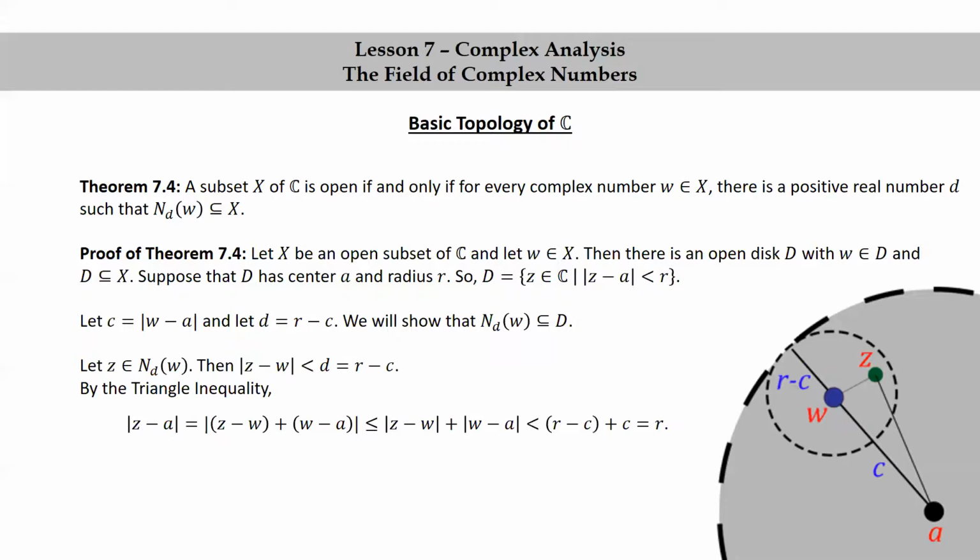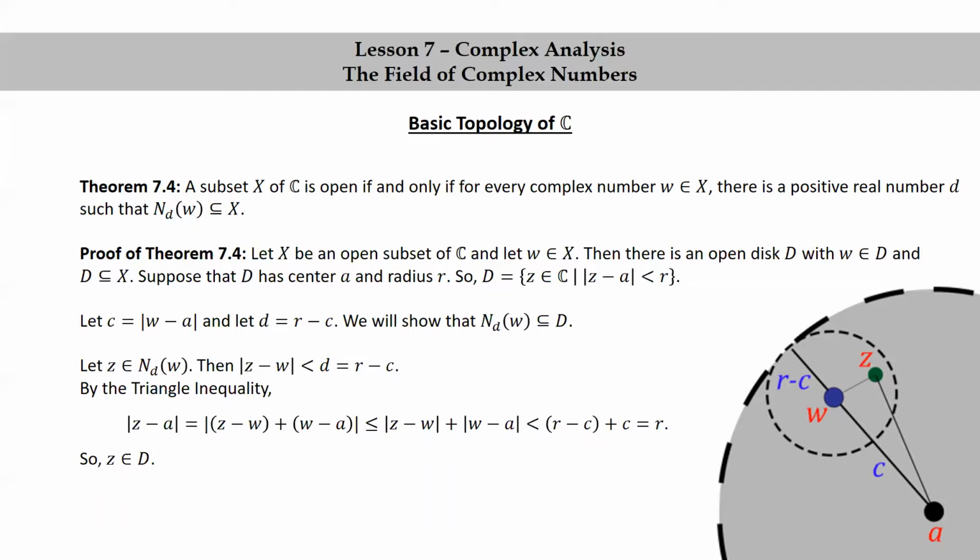Here's a picture showing how the triangle inequality worked. Notice that we have a triangle with three sides there. One side has length absolute Z minus A, and the other two sides have lengths absolute Z minus W and absolute W minus A. And we see that one side of the triangle, absolute Z minus A, is less than or equal to the sum of the other two sides. And if you'll notice, absolute Z minus W is less than R minus C because Z is in the circle with center W and radius R minus C. And you could also see in that picture that absolute W minus A is equal to C.